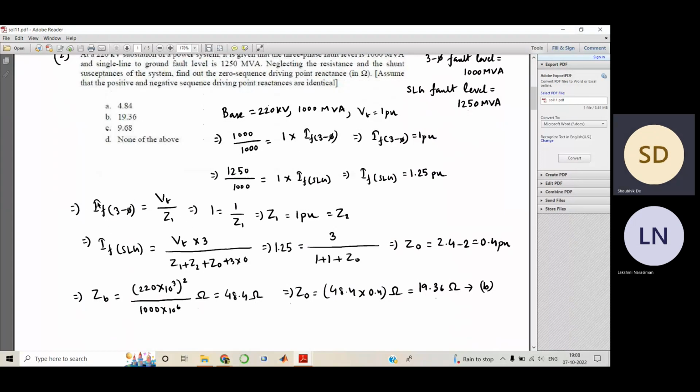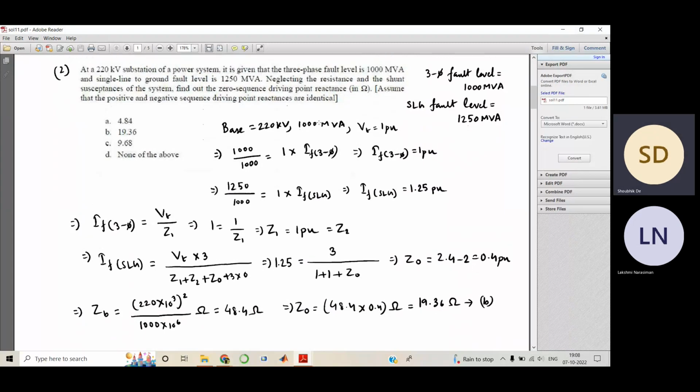Okay, so before that we have this formula. For a three phase fault, it is pretty simple, right? It is the fault point voltage divided by the positive sequence reactance. So Z1 is coming out to be 1 per unit for this three phase fault level, and here they have told that the positive and negative sequence reactance are identical. So Z1 and Z2 both are 1 per unit. So here we just replace this. So Z0 comes out to be 0.4 per unit.